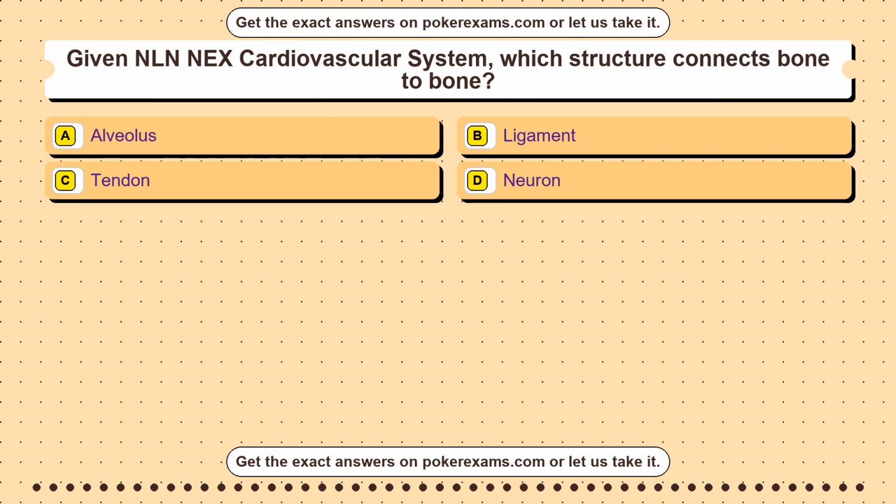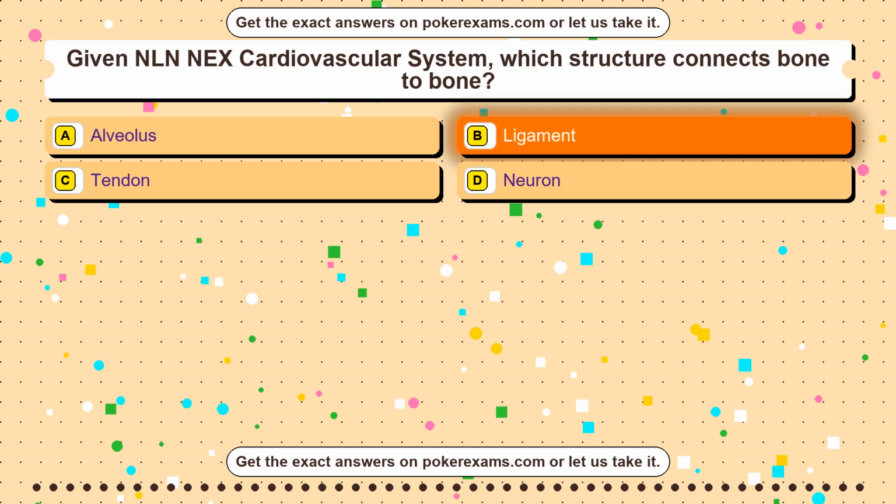Question 48. Given her C2 biology review, which word best completes neither answer blank correct? Option A, B. Option B, tar. Option C, were. Option D, is. The correct answer is option B.